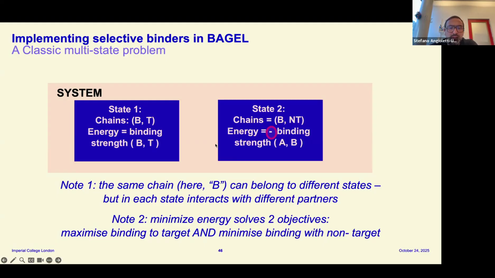If we do that, and we combine the total energy of the system as the sum of the energy over the different states, what we end up with, if we minimize the energy, is exactly finding a binder, so finding a chain B that will maximize the strength of binding between B and T, and minimize the strength of binding between, sorry, there is a mistake here, and minimize the strength of binding between B and any NT, so non-target sequence.